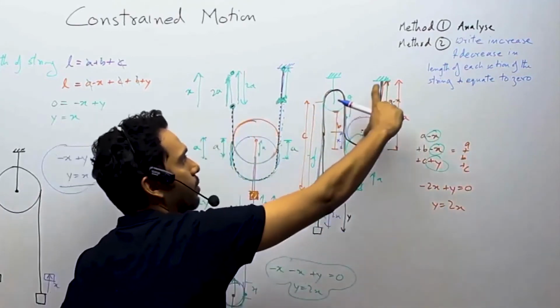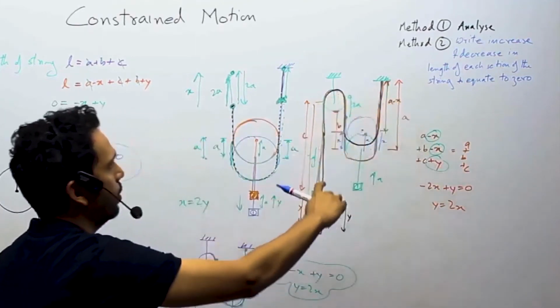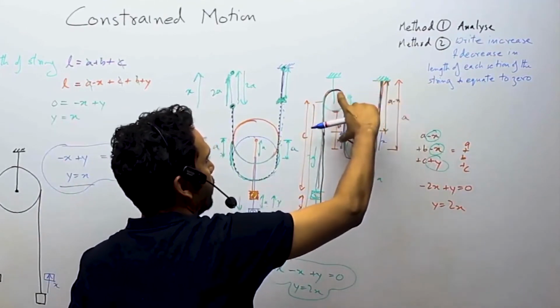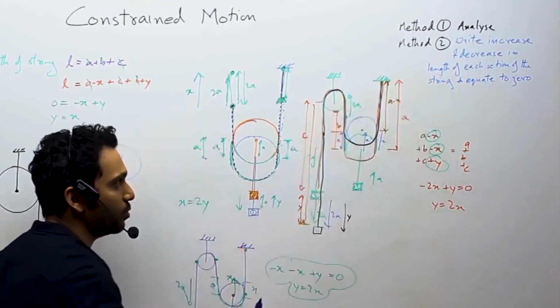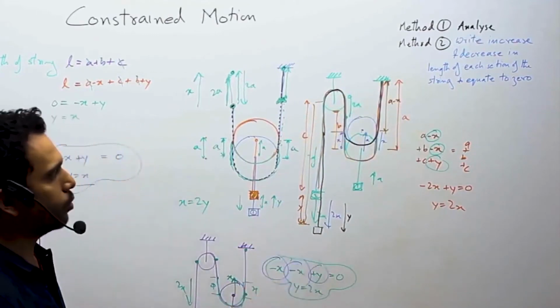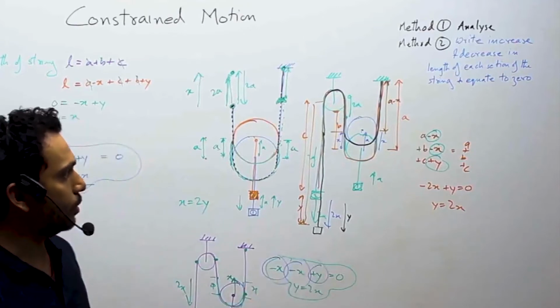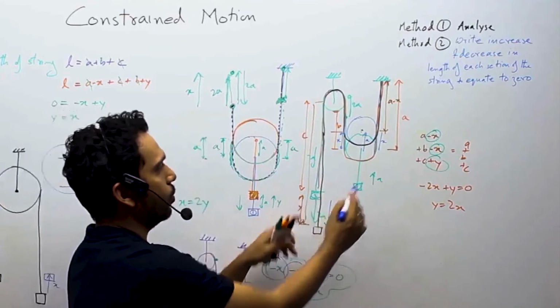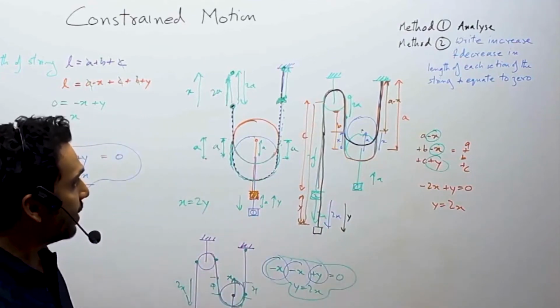How much each section of the string, so there were 3 sections in the string: 1, 2, and 3. This section has decreased by how much? This section has decreased by how much? And this section has increased by how much? So that was your decrease, decrease, and increase, and equate it to 0, and you'll get the constraint relation between the movement of the two ends over here, provided all the strings are tight.